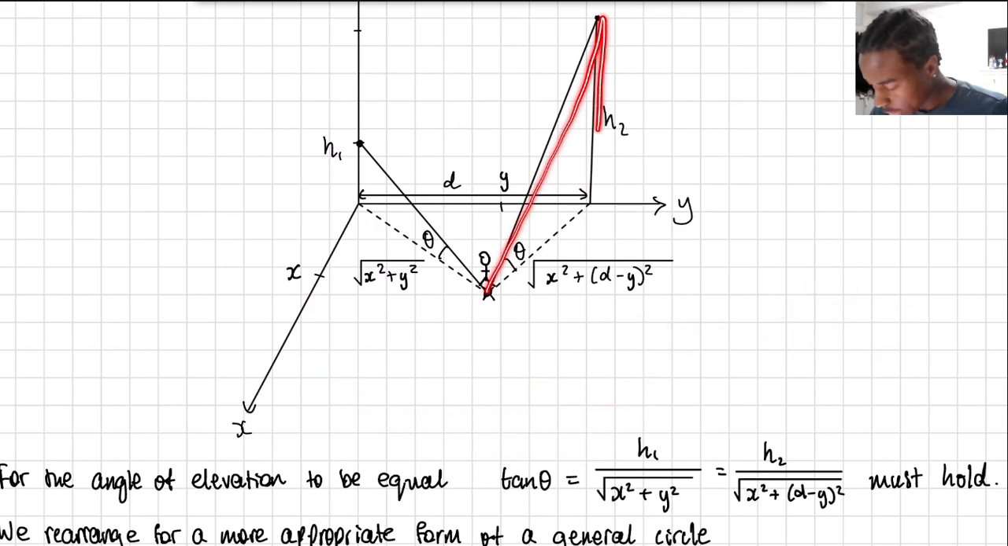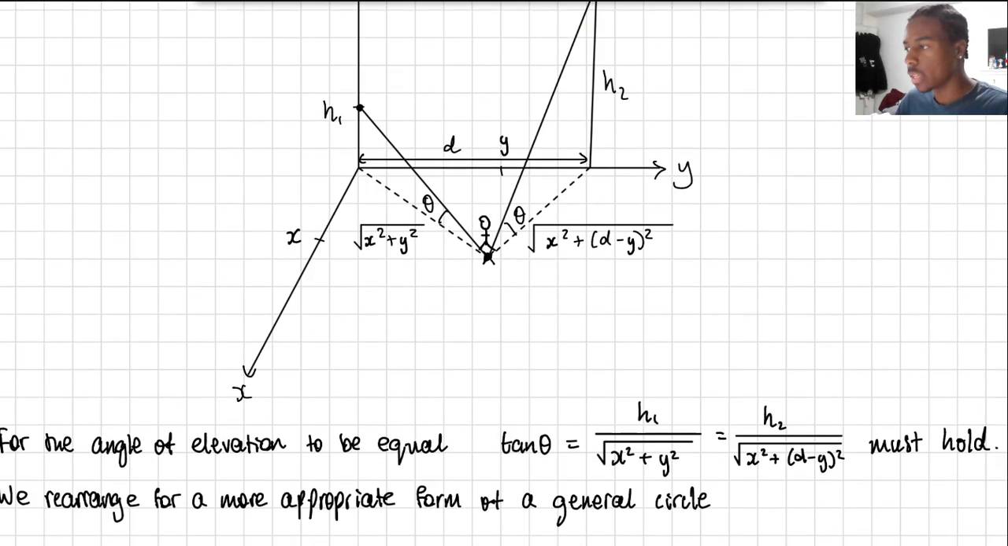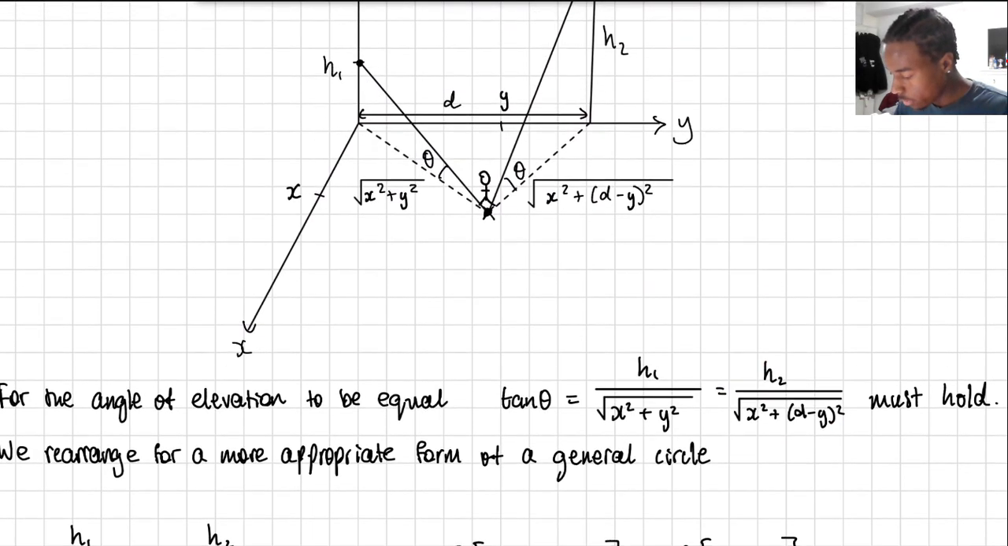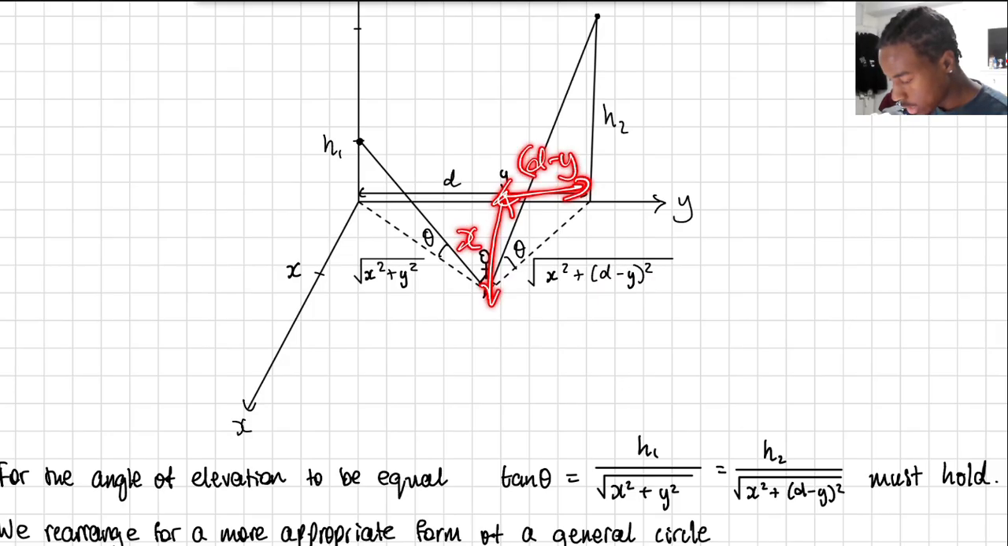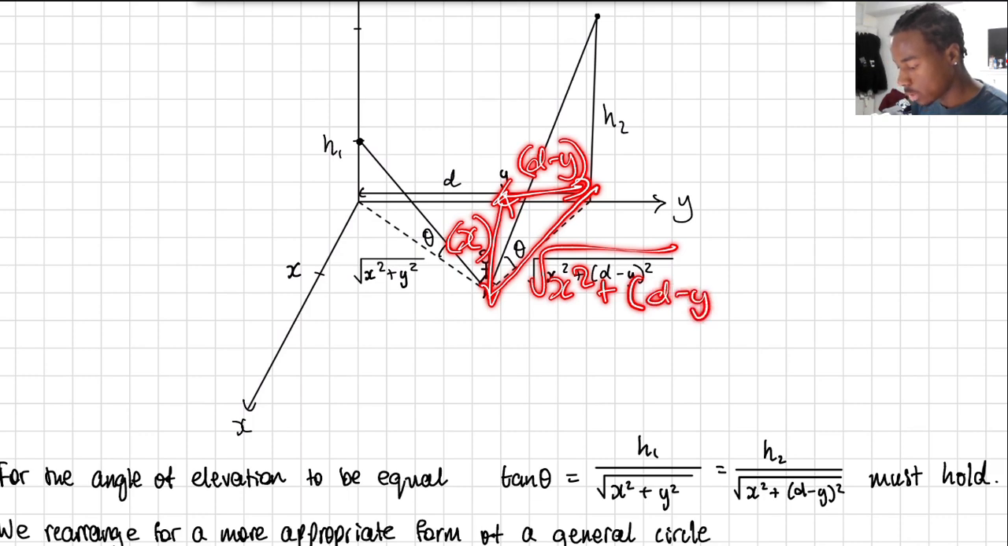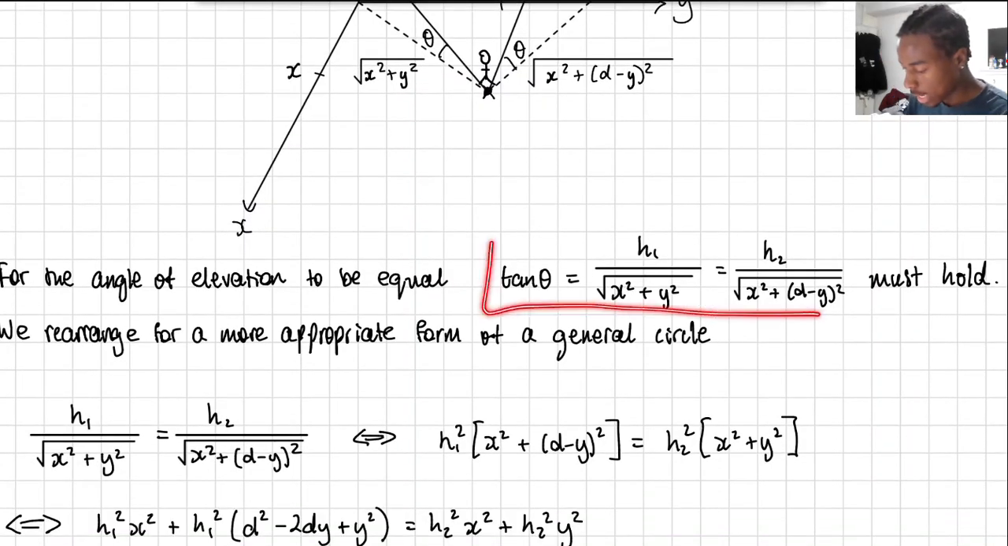And similarly, for this triangle, we have tan theta equals something similar, but this time it's h2 over, now remember, this distance here is d minus y. And then if this length here is x, and this is d minus y, that means this length here is square root x squared plus (d minus y) squared. Okay, so that's where we got that length there. That means tan theta has to equal this, which means this has to equal this.